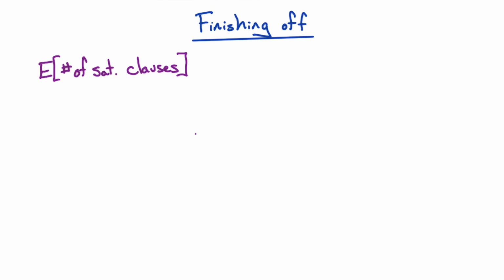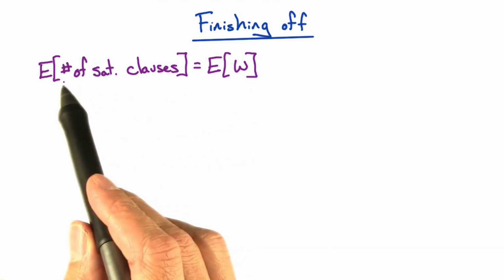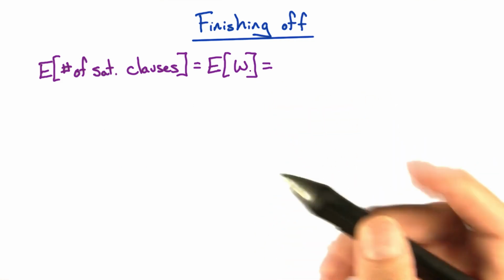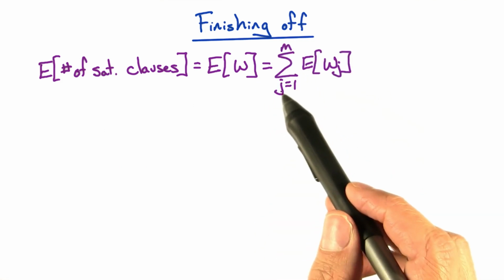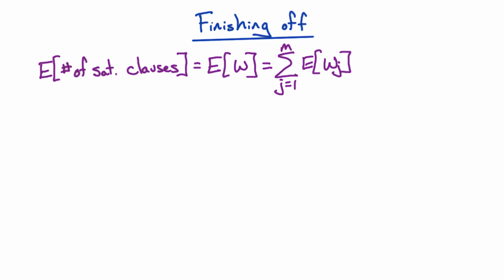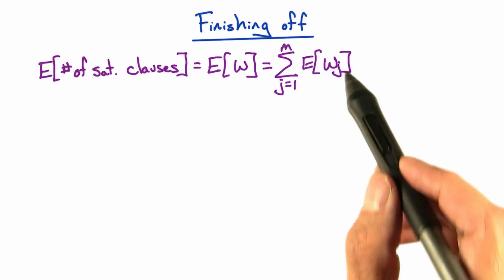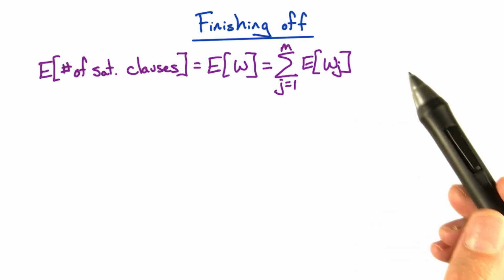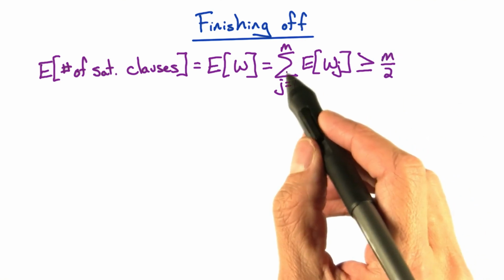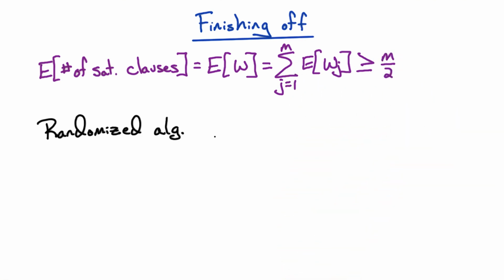Now once again, we wanted to look at the expected number of satisfied clauses for this random assignment. We let W denote the random variable for the number of satisfied clauses, and we let Wj denote whether clause Cj is satisfied or not, and then this simplified to a sum over j from 1 to m of the expectation of whether clause Cj is satisfied or not. And then we just proved that this expectation, the probability that clause Cj is satisfied, is at least 1/2. This is at least 1/2 for each of these m clauses. Therefore, this whole sum is at least m over 2. So what we've shown is a randomized algorithm which achieves a 1/2 approximation factor, though it's simply the expected performance of this algorithm.